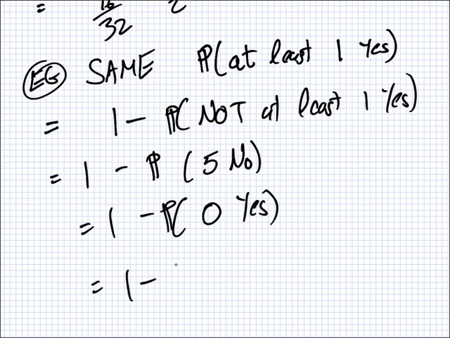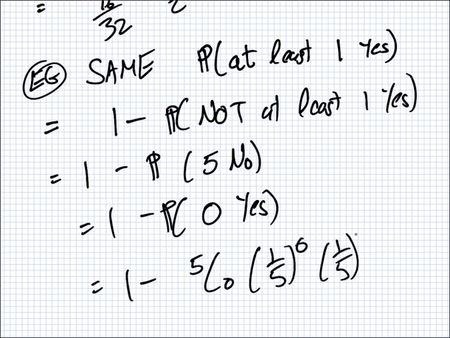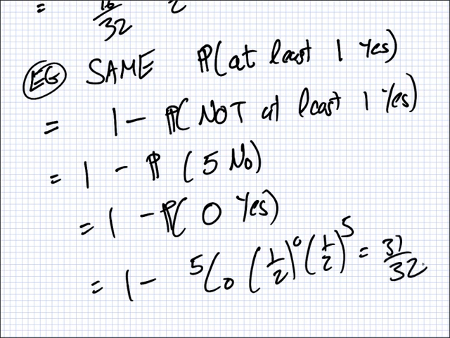So that's 1 minus 5C0, 1 over 2 to the 0, 1 over 2 to the 5. So that's 31 over 32?